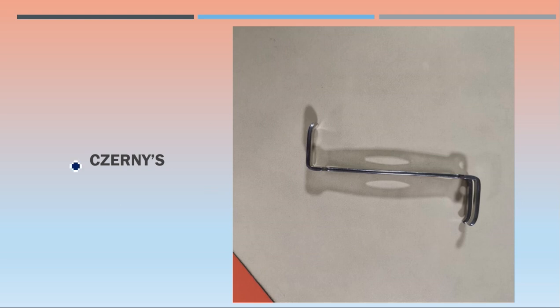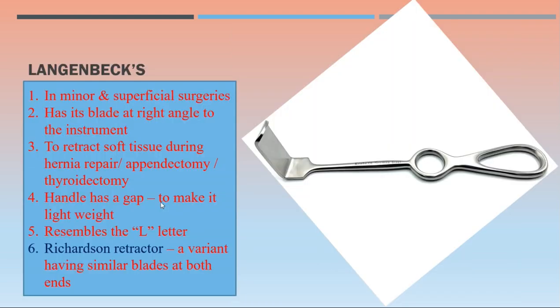And it is how it looks like. You can see Journey's retractor. Fenestrations are here in the shadow, and then a biflanked hook, and both are at right angle, right? Journey's retractor. Then next is Langenbeck's retractor.